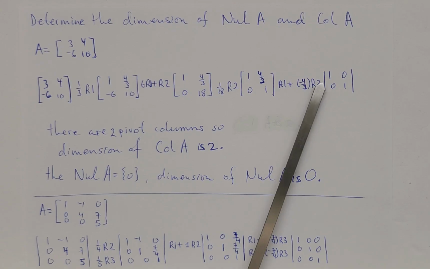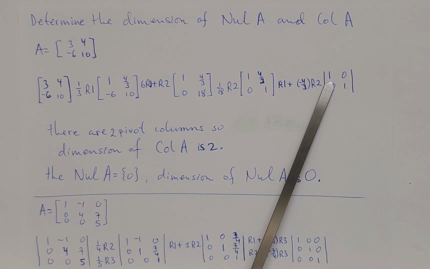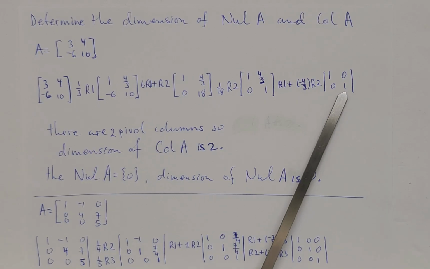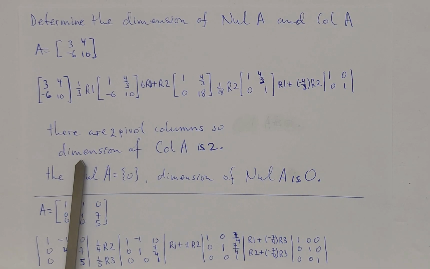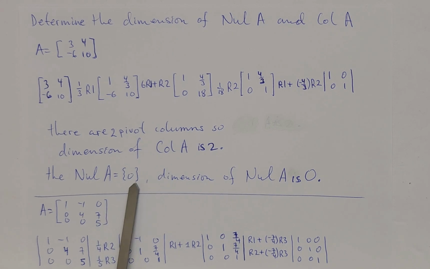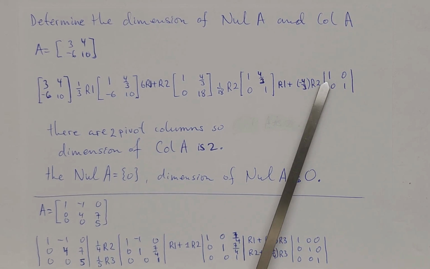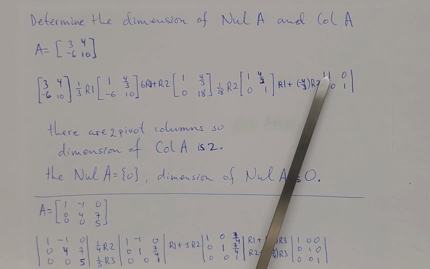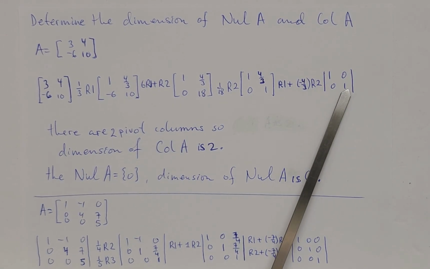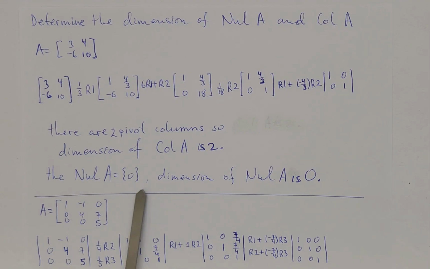One more time. There is a pivot position here and a pivot position here. Since there are 2 pivot positions, the dimension of column A is 2. However, the dimension of null A is 0 because none of these pivot positions is 0. This is not a 0. This is not a 0. So the dimension of null A is 0.